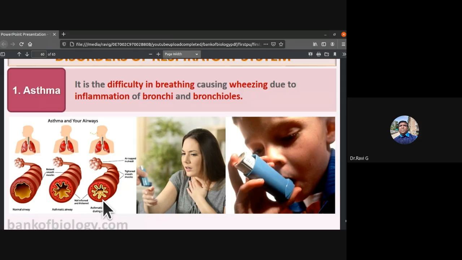So the difficulty in breathing causes wheezing due to inflammation of bronchi and bronchioles. That inflammation reduces the area available for the flow of respiratory gases, and that is why they gasp for air. Okay, so that is the difficulty in asthma, a respiratory disorder: difficulty in breathing causing wheezing due to inflammation of bronchi and bronchioles.